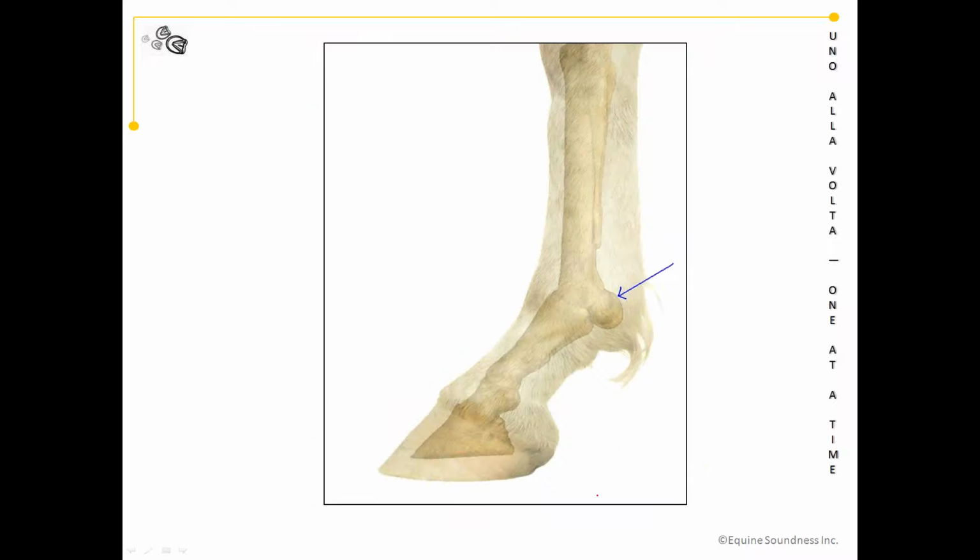And finally, we have the sesamoid, the proximal sesamoids. And as I said, the deep digital flexor tendon comes out here straight, then goes over the navicular bone up here to the sesamoid bone, and changes directions again over the sesamoid bone, so it can go straight up the leg. That is the reason why these bones are here, the proximal sesamoid bone and the navicular sesamoid bone in the back.